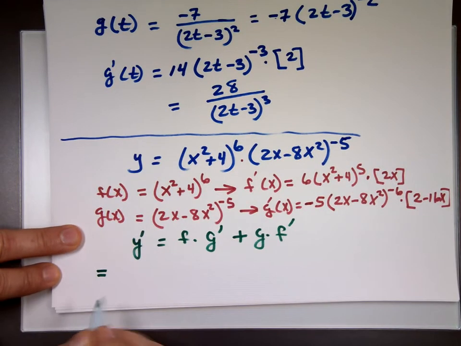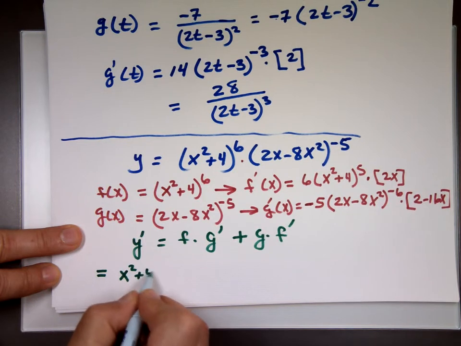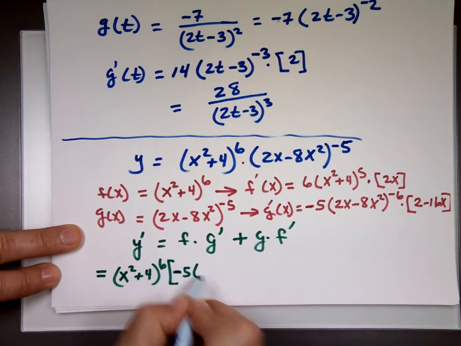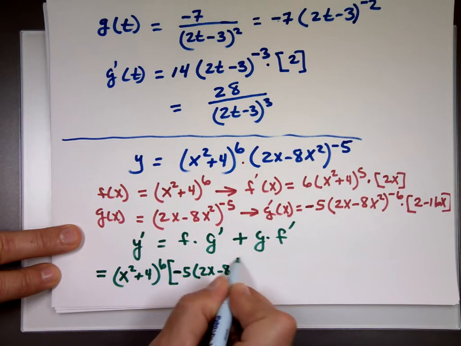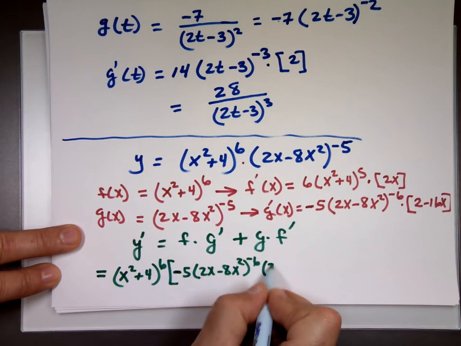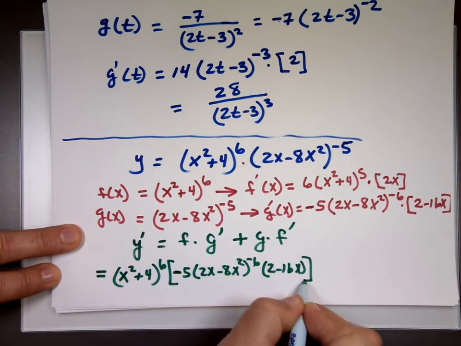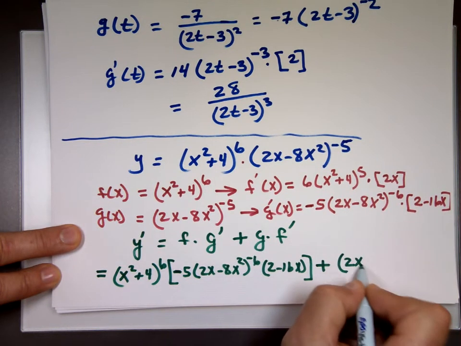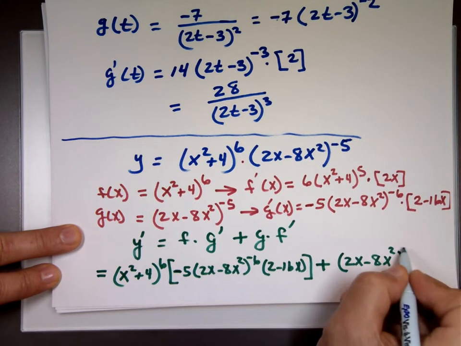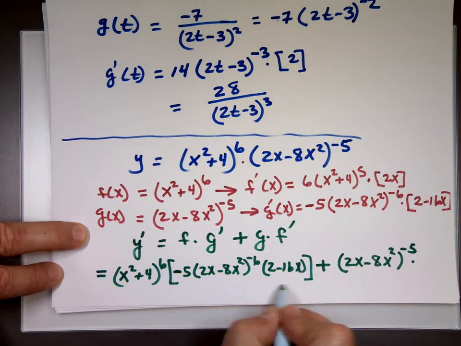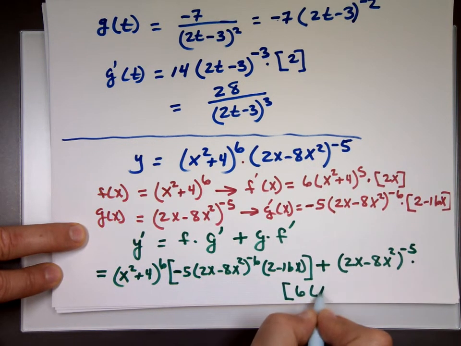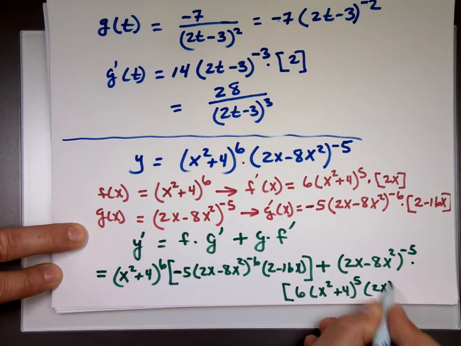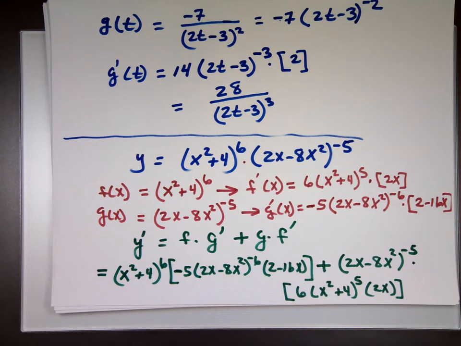What's f? X squared plus 4 to the 6 times g prime, negative 5 times 2x minus 8x squared to the negative 6 times 2 minus 16x, plus g of x, which is 2x minus 8x squared to the negative 5 times the derivative of f, which is 6 times x squared plus 4 to the power of 5 times the 2x. And if you are bored this weekend, go ahead and simplify that.